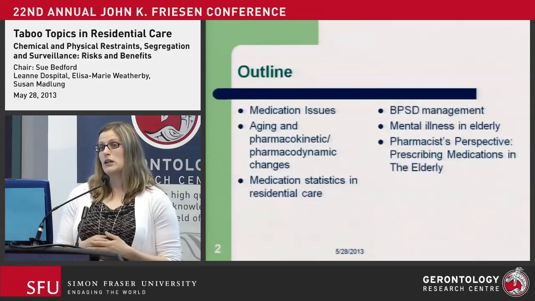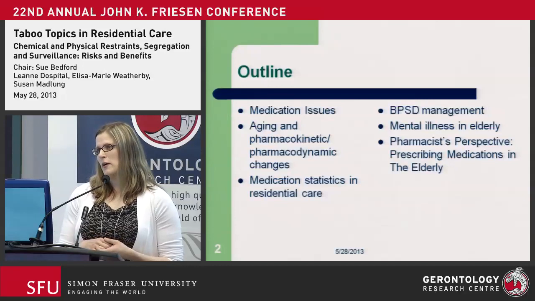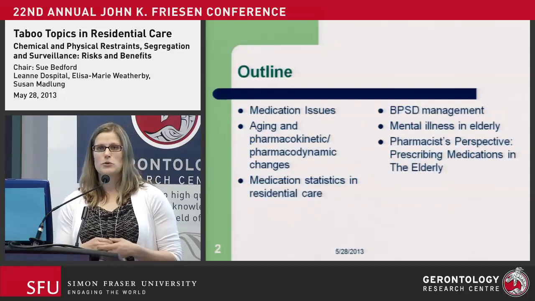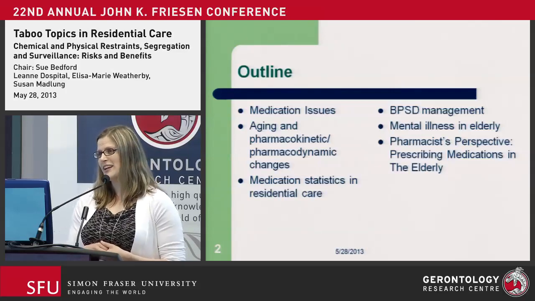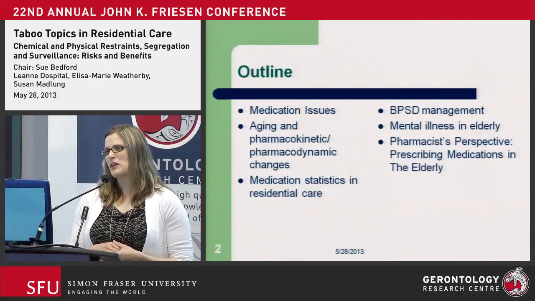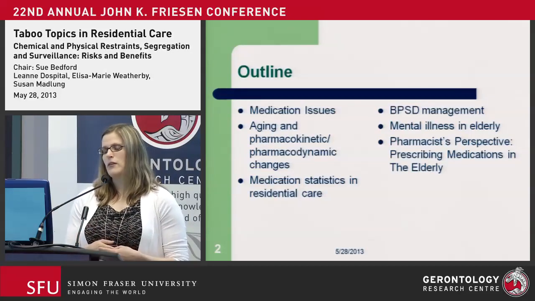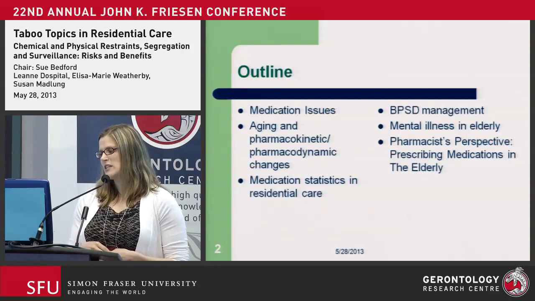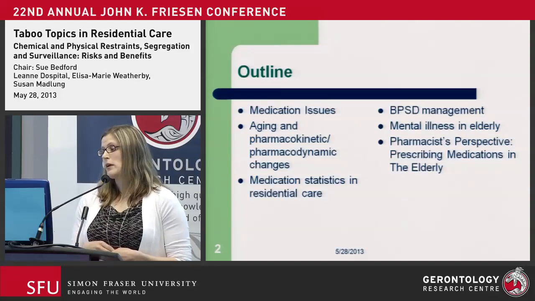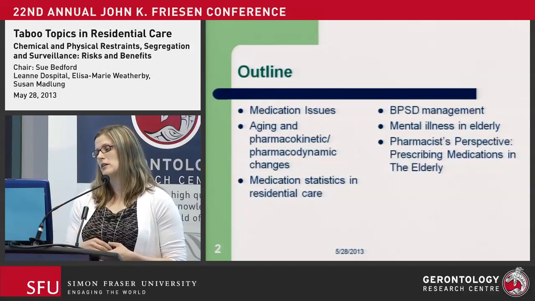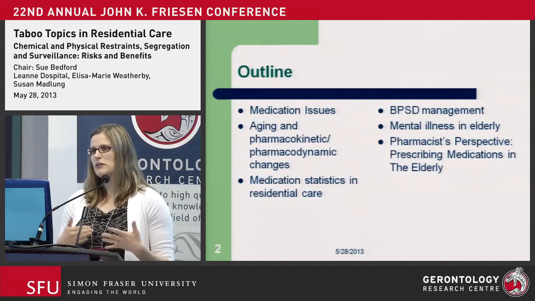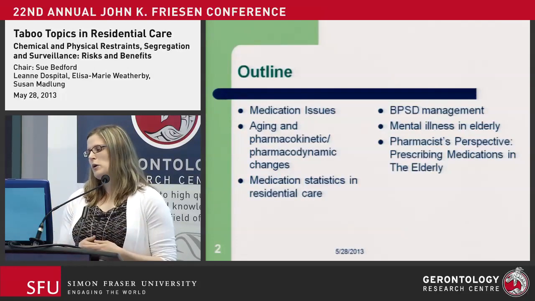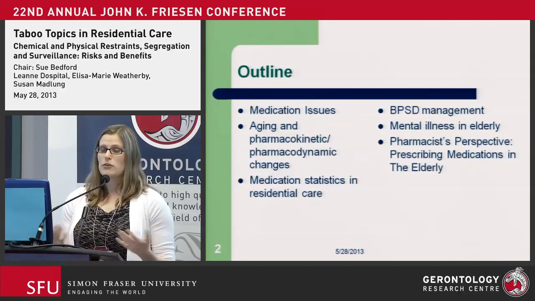So the outline is that I'm going to discuss medication issues in general, what we should all be looking for when we're prescribing or administering medications to patients. We'll talk about what happens to you as you age in terms of pharmacokinetics and dynamics. These are important things to realize, why medications don't work the same in elderly as they do in adults. Then we'll talk about some medication statistics in residential care, talk briefly about the behavioral and psychological symptoms of dementia and their management. I'll touch briefly on mental illness, and then from a team perspective, how do we go about prescribing these medications when we actually have to prescribe them?